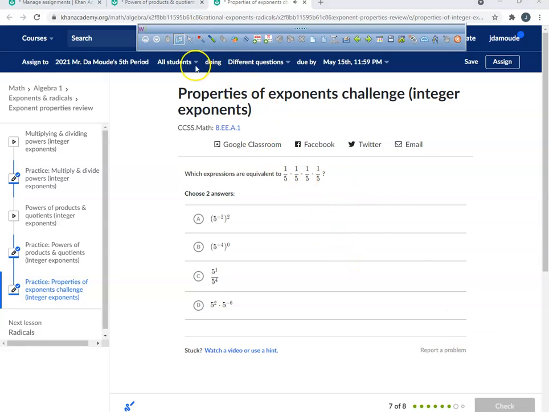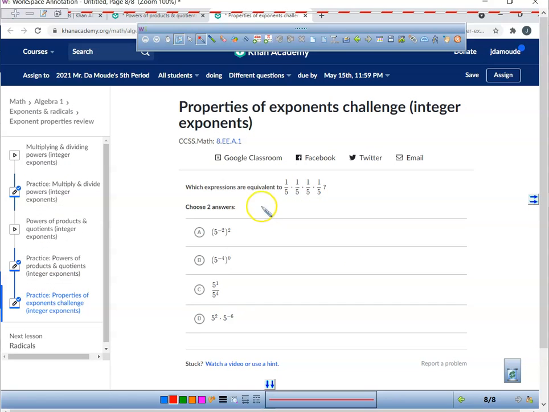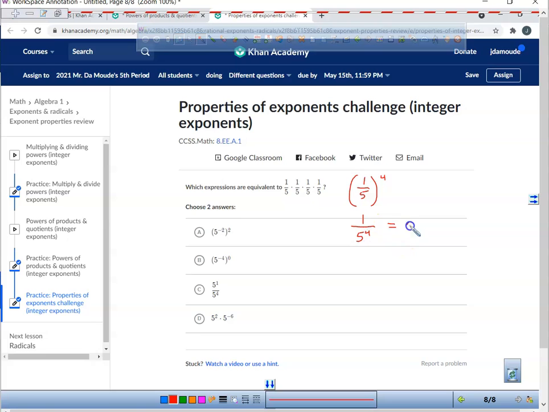All right. It says right here, which expressions are equivalent to 1 over 5 multiplied to itself 4 times. So you could say 1 over 5 to the power of 4, but that equals 5 to the power of negative 4. Power to a power, that's 5 to the power of negative 4. If you do 4 times 0, that becomes 5 to the power of 0, so that's not it.